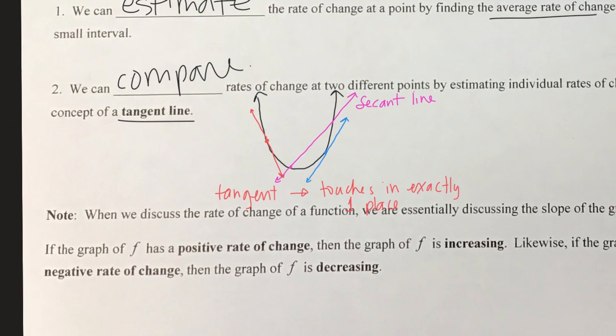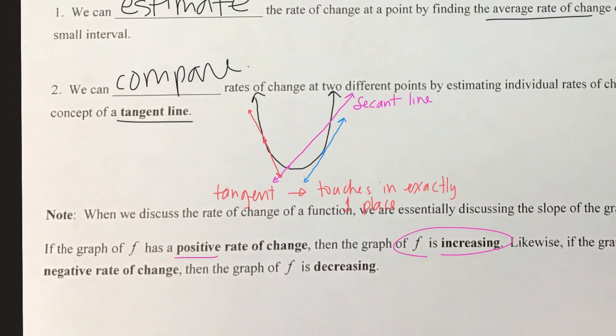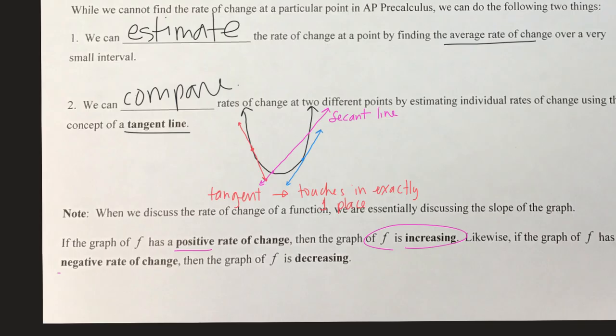Okay, so here's some nice things. Put a star next to it. If the graph of F has a positive rate of change, then the graph of F is increasing. Likewise, if the graph has a negative rate of change, then the graph of F is decreasing. Right, so positive rate of change was things like being concave up that we talked about a couple days ago. Negative rate of change, F is decreasing. Then we have, right, concave down as your concavity.